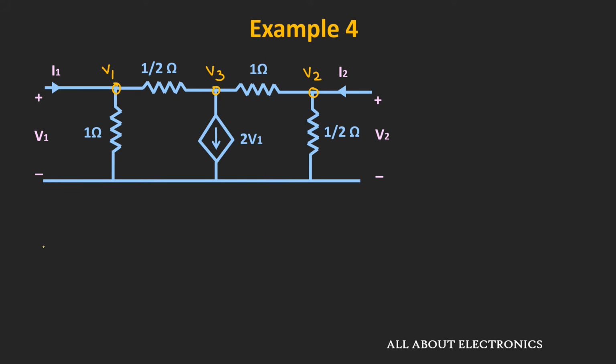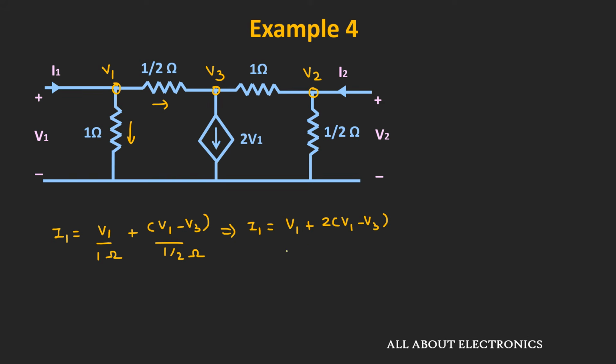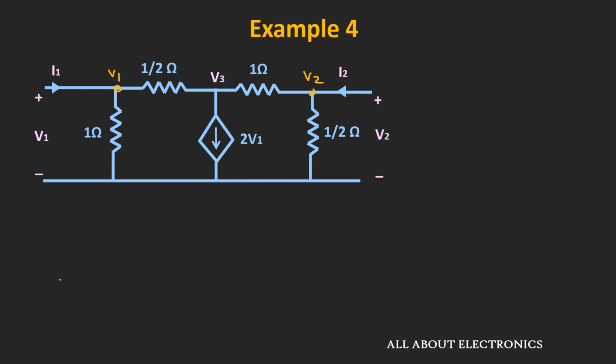So applying the KCL equation, we can write current I1 is equal to V1 divided by 1 ohm, that is this current, plus V1 minus V3 divided by 1 by 2 ohm, that is this current. That means current I1 is equal to V1 plus 2 times V1 minus V3, that is equal to 3V1 minus 2V3. That means current I1 is equal to 3V1 minus 2V3. And let's say this is the first expression.